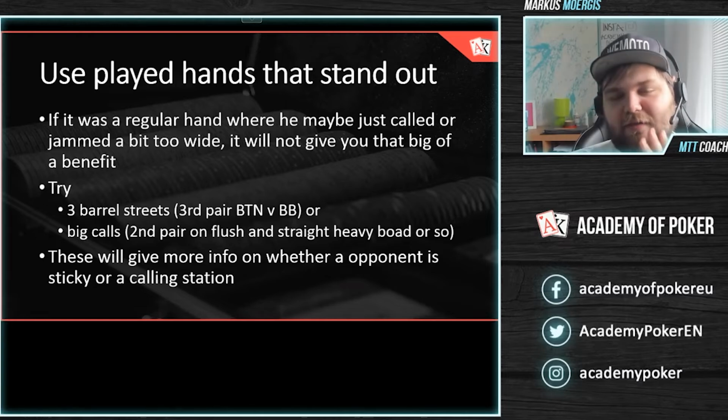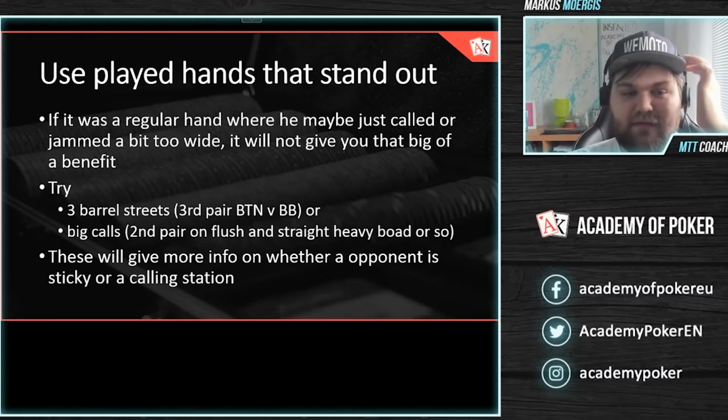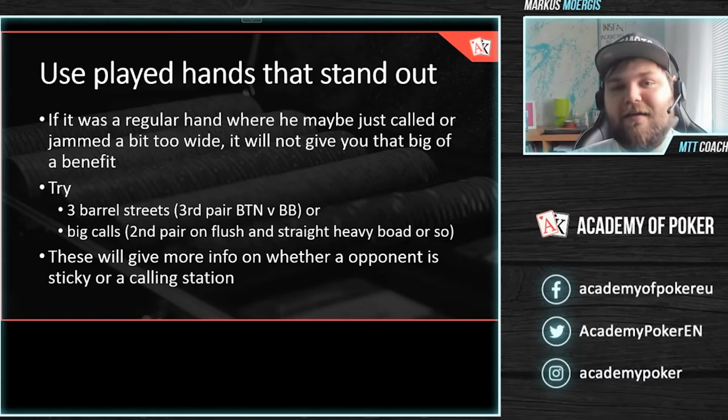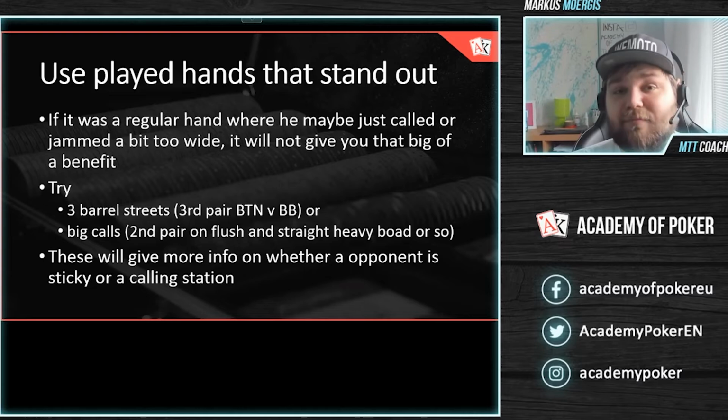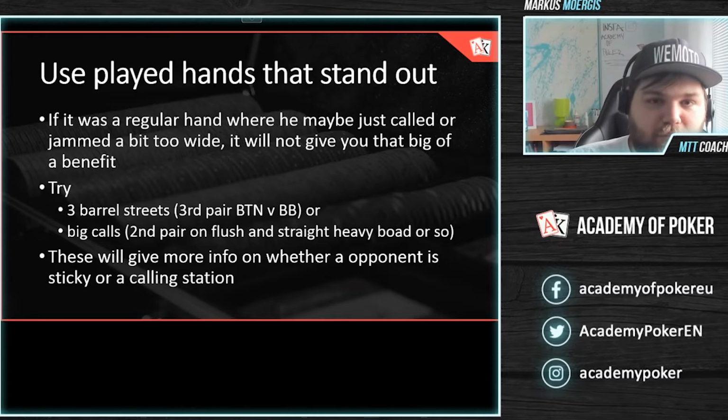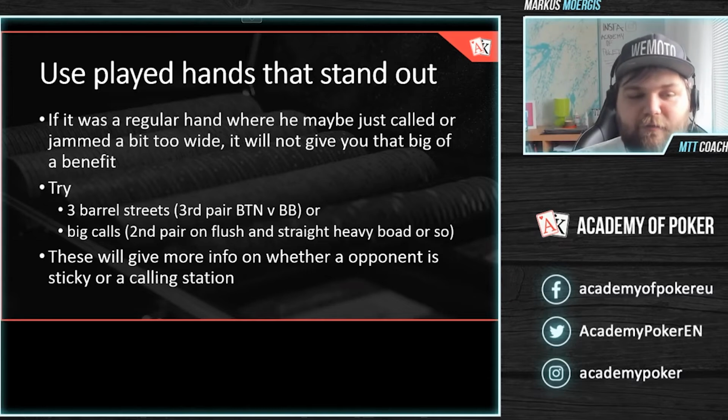You can maybe make a note in that way that you say, okay, he's calling a bit too wide. He's not able to stick to the ranges too good. Most likely, if it's a fun player, then that's most likely the case anyway. But more likely, try hands where, for example, he three barrels, so he bet three times throughout all the streets. Or he made like really big calls.